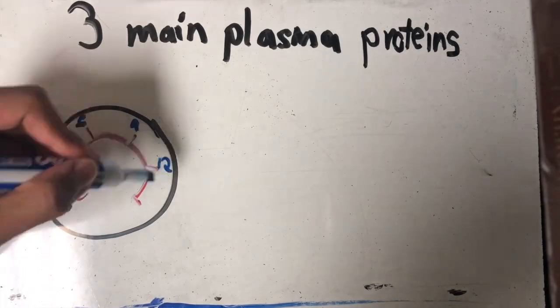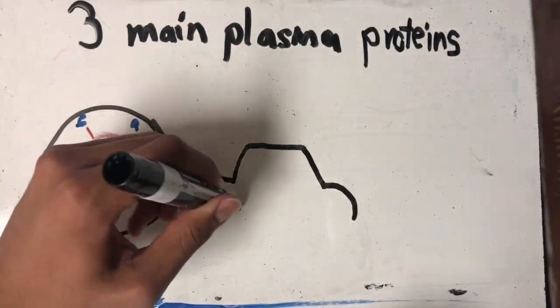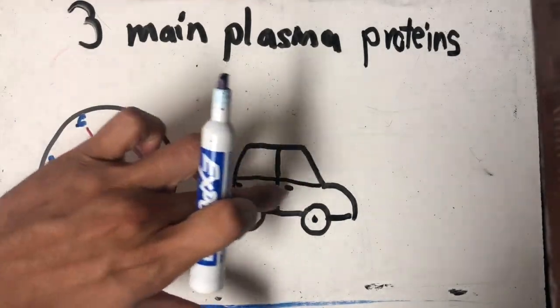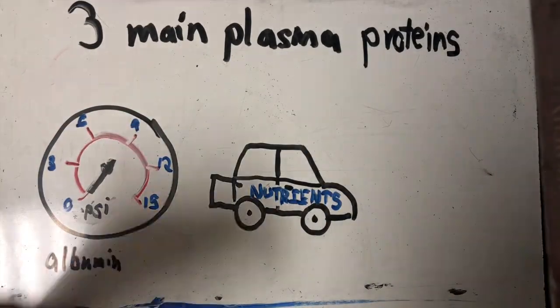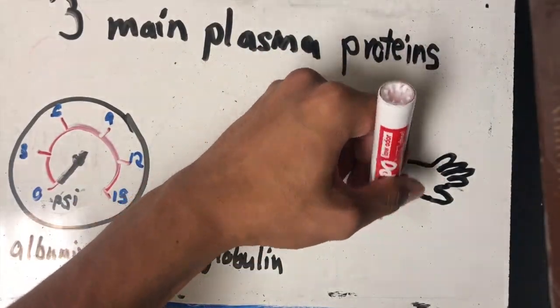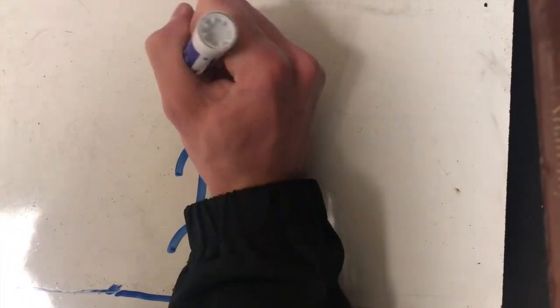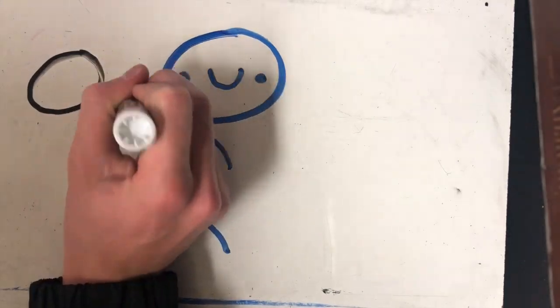The 3 main plasma proteins are albumins, globulins, and fibrinogens. Albumins help maintain the osmotic pressure of blood and make up about 50% of plasma proteins. Globulins transfer lipid and fat-soluble vitamins in the blood. Fibrinogen helps blood clotting. The two most important gases in blood are carbon dioxide and oxygen.